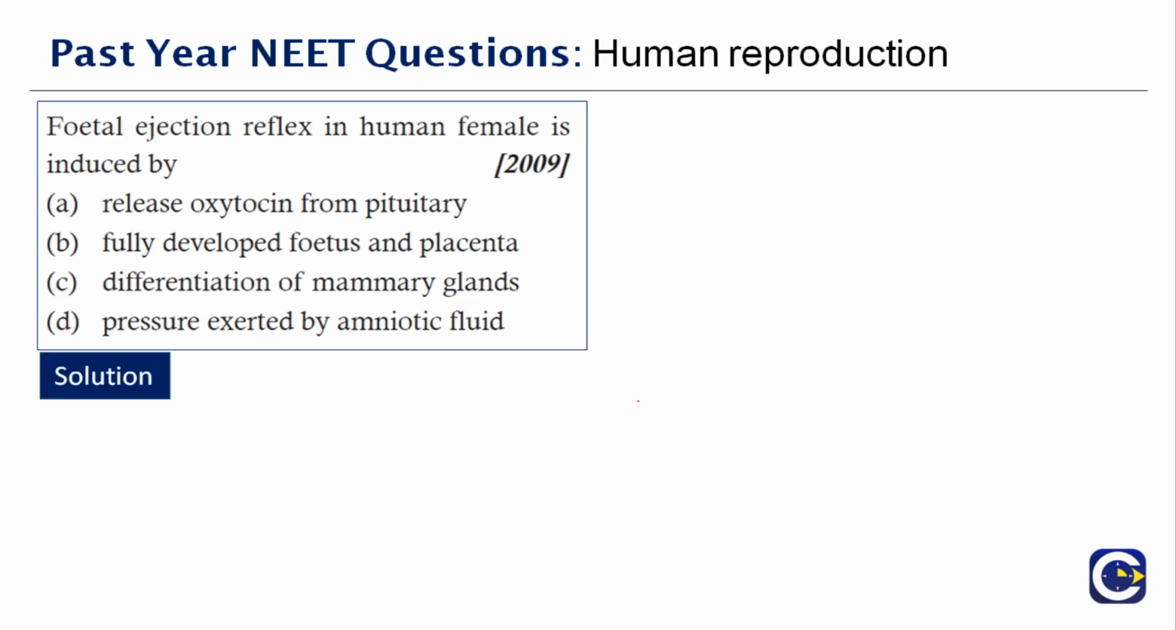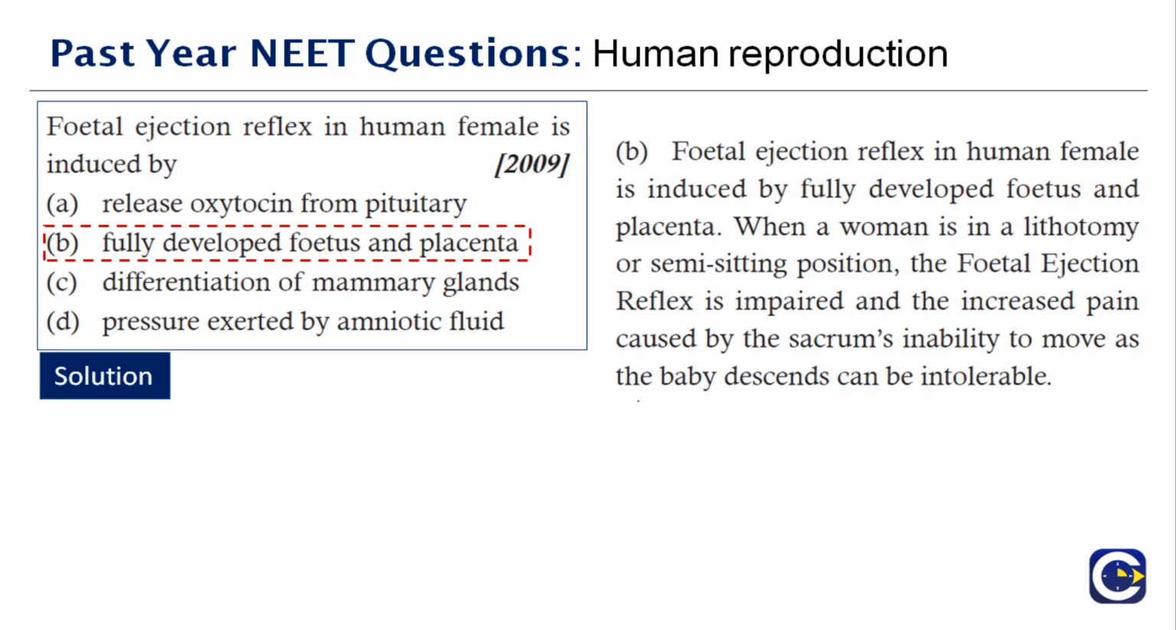From 2 sites, one from the placenta as well as from the fully developed fetus, you get this fetal ejection reflex. Therefore, the right answer is option B.